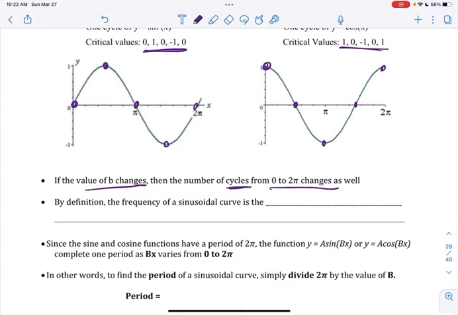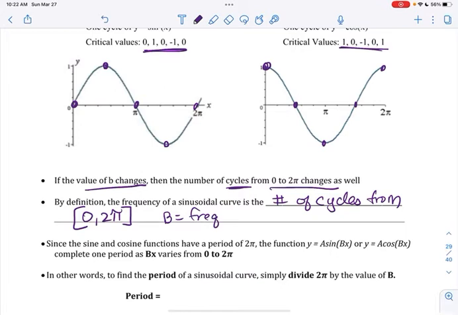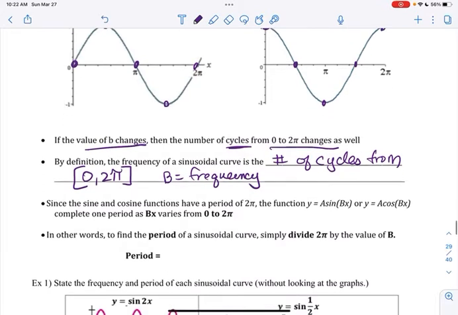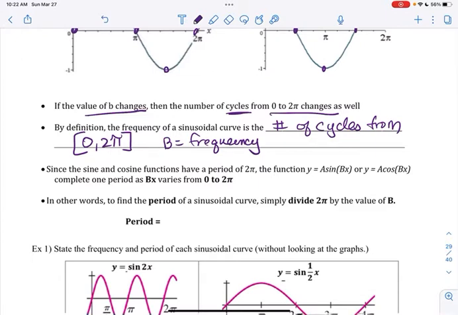By definition, the frequency of a sinusoidal curve is the number of cycles from 0 to 2 pi. B is the frequency. So the frequency of a sinusoidal curve is the number of cycles from 0 to 2 pi. B is my frequency. Since sine and cosine functions have a period of 2 pi, the function y equals a sine of bx or y equals a cosine of bx completes one period as bx varies from 0 to 2 pi. So what does that really mean?